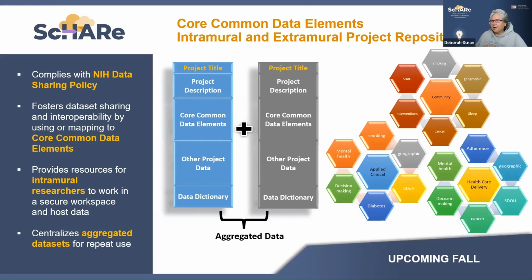This is an example of how core common data elements help us. So each project can have other project data, but if they're linked with the core common data elements, we can actually merge them together easier. And so if you have a bunch of data sets like the septagons on the side, if all of them are using the same core common data elements, you can actually create that harmonization at a much faster pace. Next.